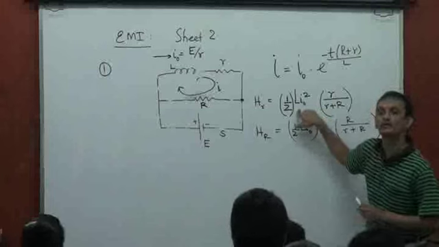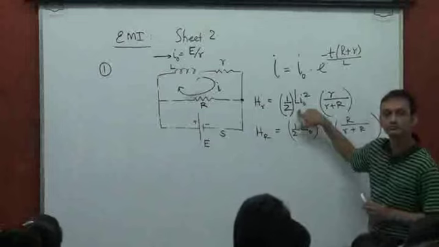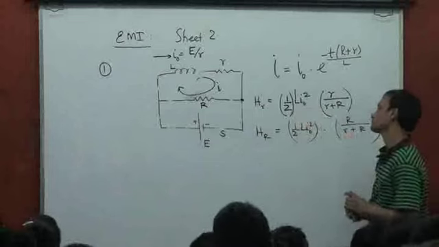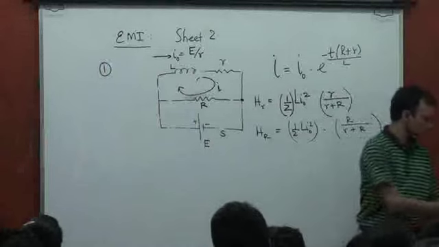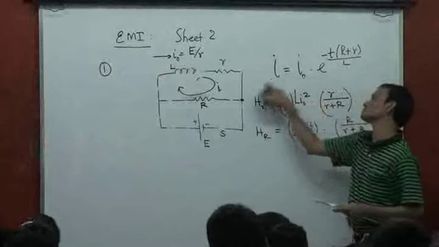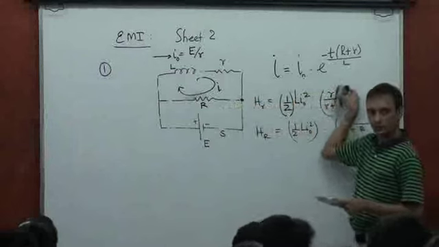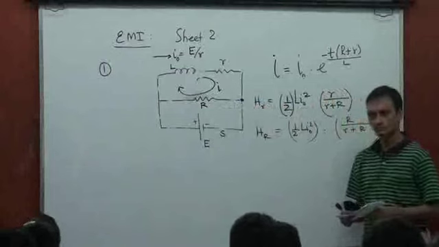That's going to be half L i naught square. That's the total heat dissipated. Half L i naught square, right? So this is what the problem seeks. This is the solenoid participation in Joule heating. This is what it is. Clear?